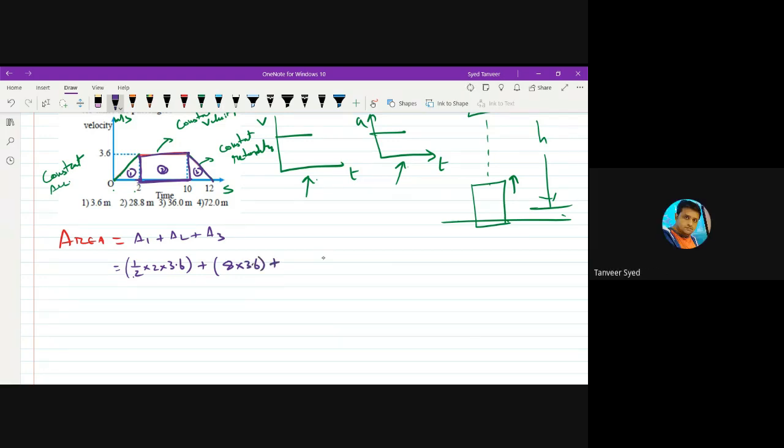Plus area 3, half into base into height, half into 2 into 3.6. If we add up all these things, the 2 is gone, the 2 is gone, and 3.6 plus 3.6, ultimately, it is 10 into 3.6, right? So 36 meters. 36 meters is the displacement of the elevator.